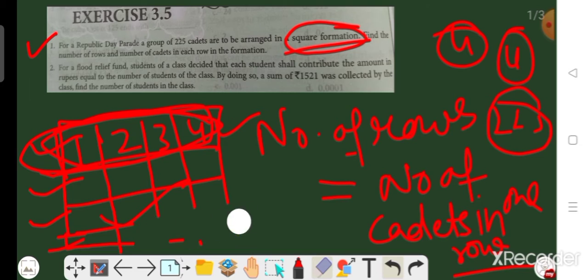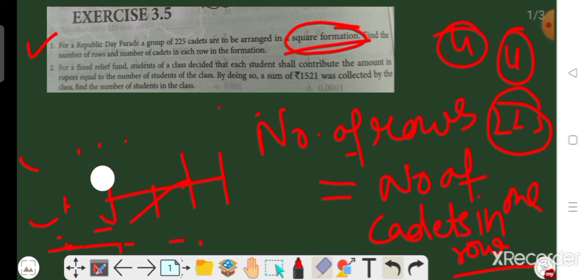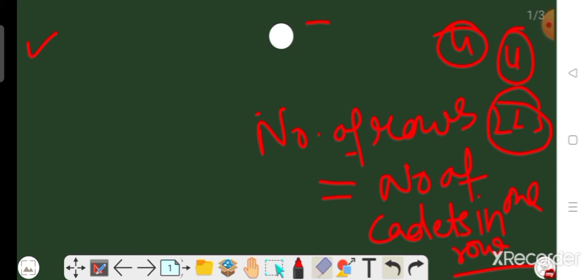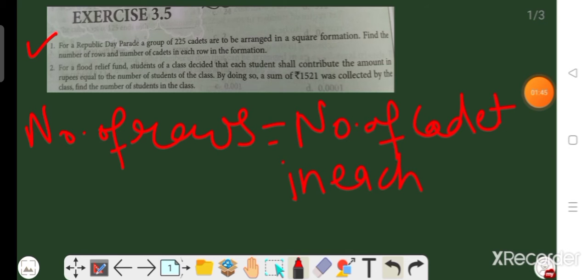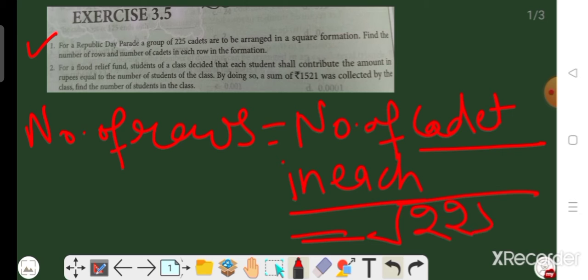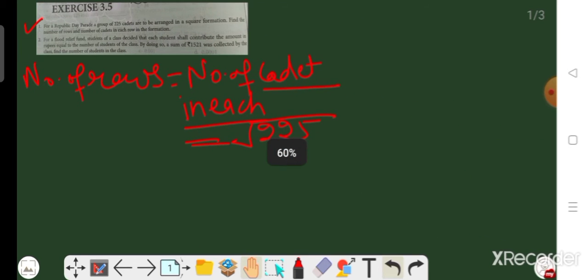To find the number of cadets in each row or number of rows in the arrangement, we have to find the square root of the given number of cadets. What we have to find? We have to find the square root of the given number of cadets. So number of rows and number of cadets in each row is equal to square root of 225. Now what we have to do? Now we have to find the square root of this 225.